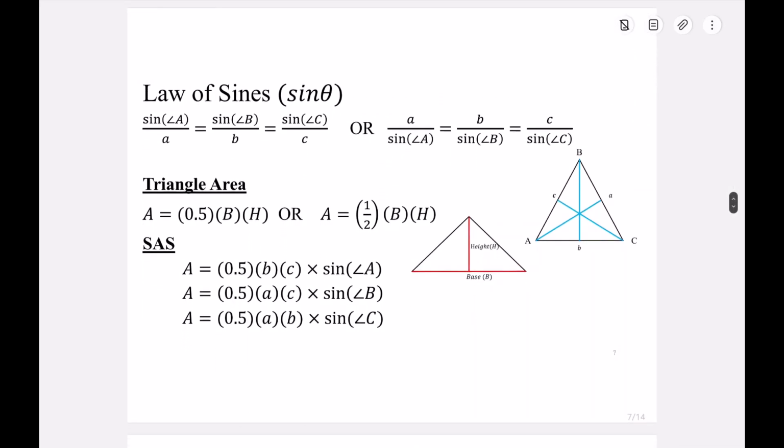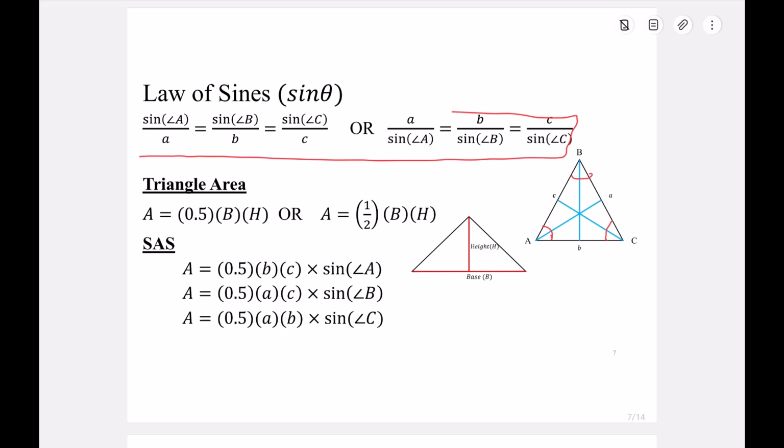With the law of sines, you can see over here that we have a triangle labeled, so we know that angle A is across from side A, angle B is across from side B, and angle C is across from side C. And so when we create these law of sines, we can solve them as proportions. So we can create this long strand, and we can put them all equal to each other. So sine of angle A over A is equal to sine of angle B divided by B, equal to sine of angle C over C.